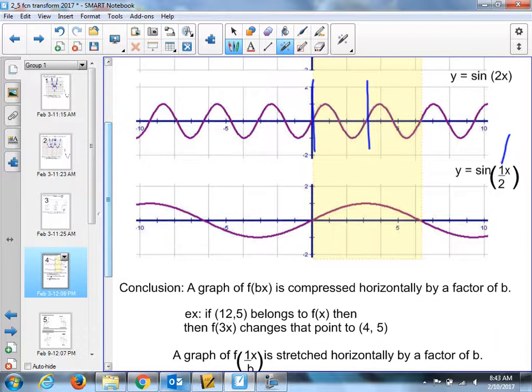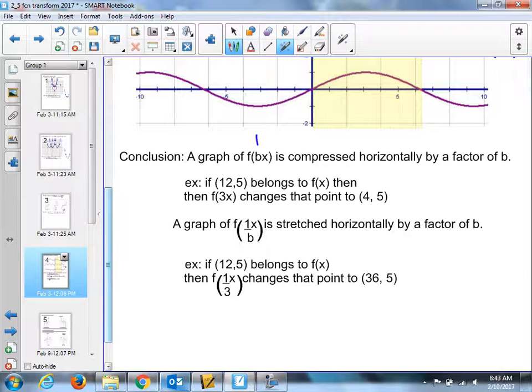Likewise, if we put a half in here, in that same 0 to 2 pi space, only half of a complete cycle occurs. It's a reciprocal effect, right? Takes 2 times the length now to complete a full cycle. Take 4 pi. So, as you've seen before, f of bx is compressed by a factor of b.